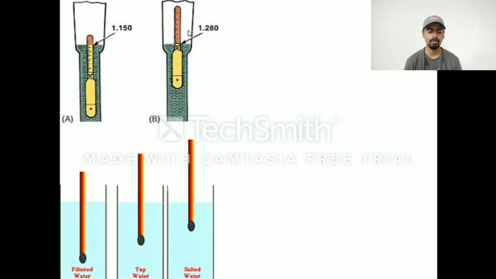One is the filtered water, second is the tap water, and the third is the salted water. Filtered water means RO water, in which all the minerals and everything is removed and it is very pure water. So as a result, the hydrometer will sink inside the liquid more, or say most. Okay, so the density of this liquid will be very less.